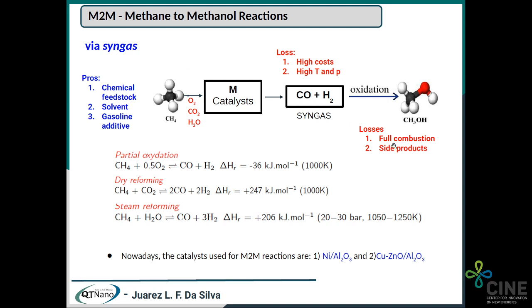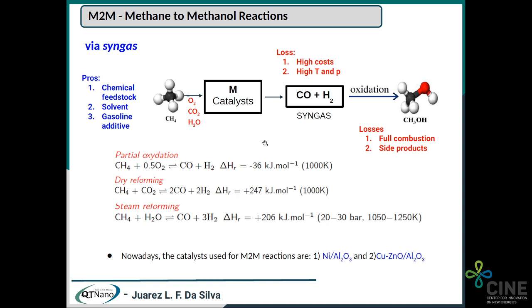However, this shows some pros and some losses in turning methane into methanol. Methanol can be used as a chemical feedstock, as a solvent, and as a gasoline additive. However, this scenario is really difficult because it needs a high-cost plant to keep the temperature high and maintain the pressure, as you can see here. Most of these reactions are not thermodynamically favorable, which requires a lot of energy and hence occurs at high temperature and pressure.